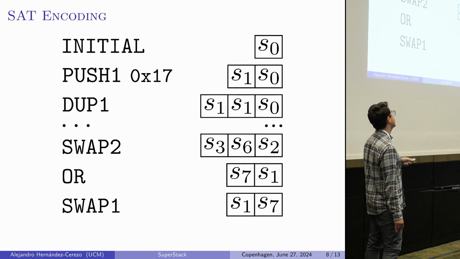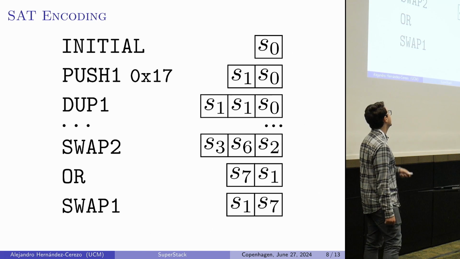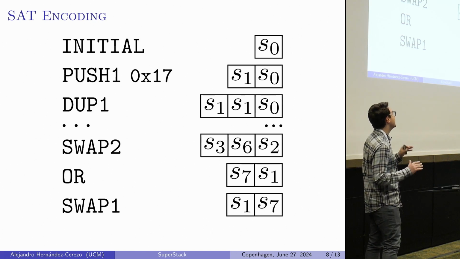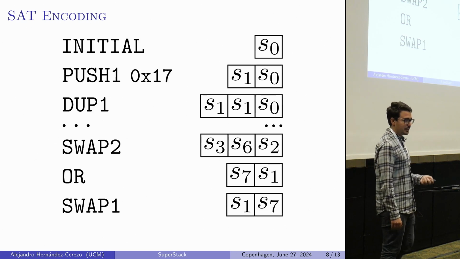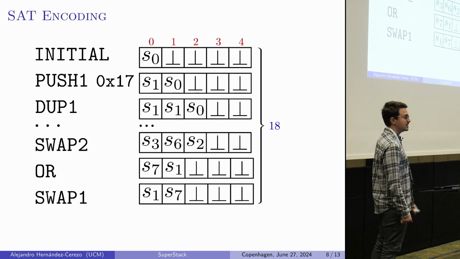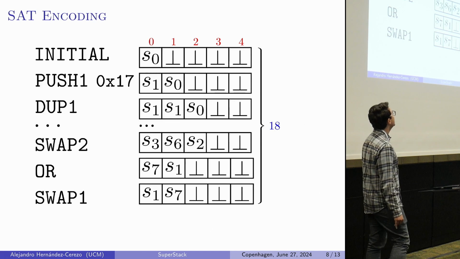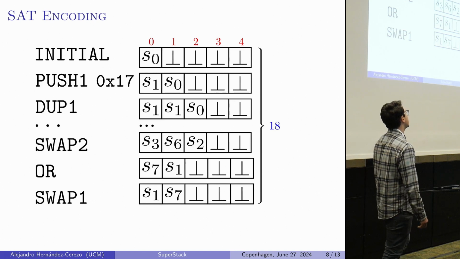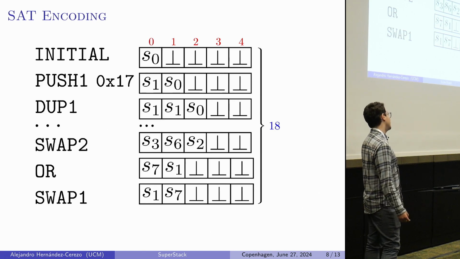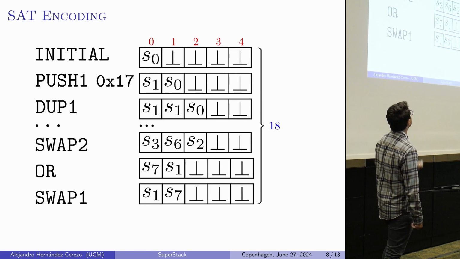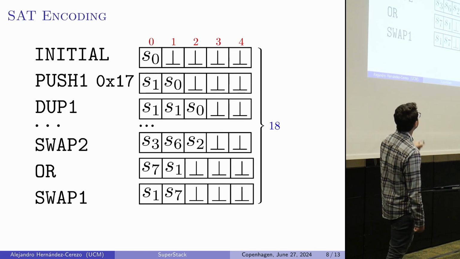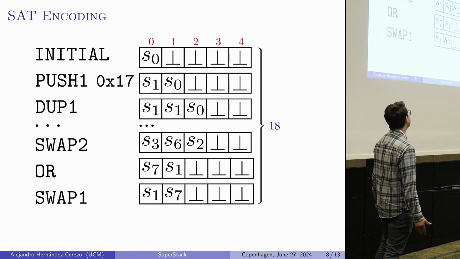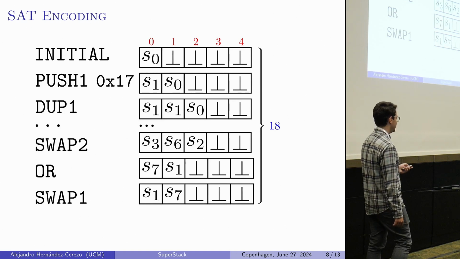So we start with a 0. When we do the push instruction, we introduce a symbolic variable S1, and so on. So the idea in our encoding is to fix the number of stack elements we want to allow in our search. And also, we want to fix the number of instructions we want to allow in the search. So as you see here, we are introducing those empty values to represent that the stack is shorter.